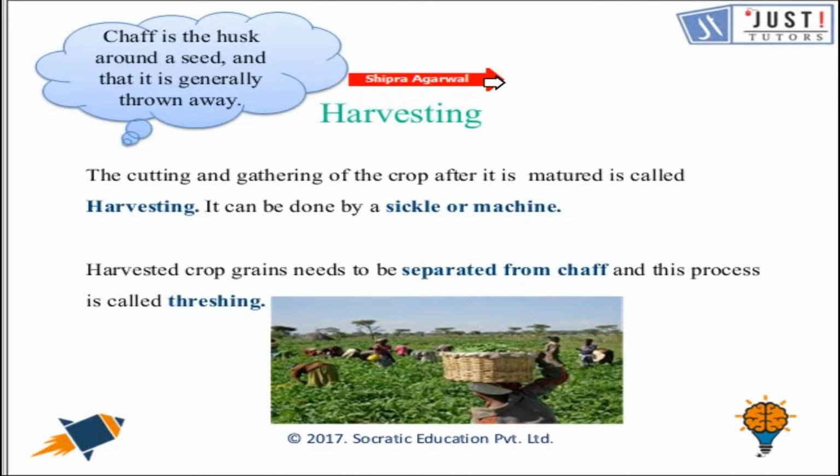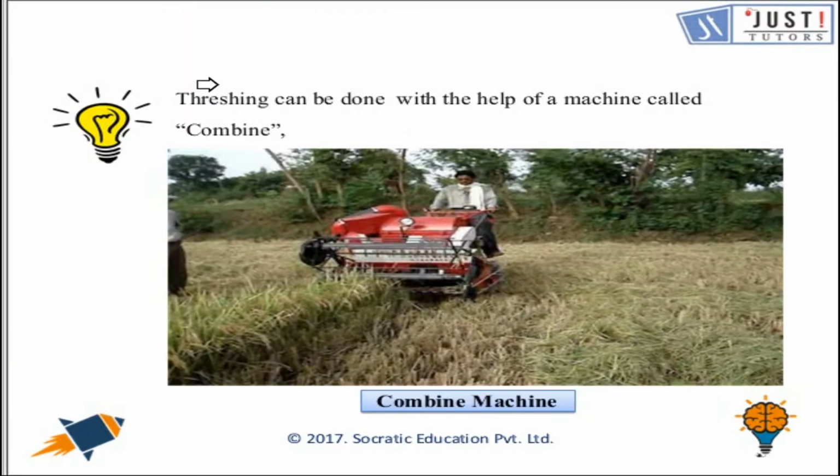Now, the next process is called harvesting. Harvesting is cutting our plants from the fields and gathering them after they have matured. To do that, we use a machine, and we also use the sickle. Harvested crop grains are separated from the chaff, and this process is called threshing. Threshing is a process of removing the husk around the seed that is usually thrown away. For this, you can use a machine named combine. A combine is a machine that combines a harvester and a thresher.